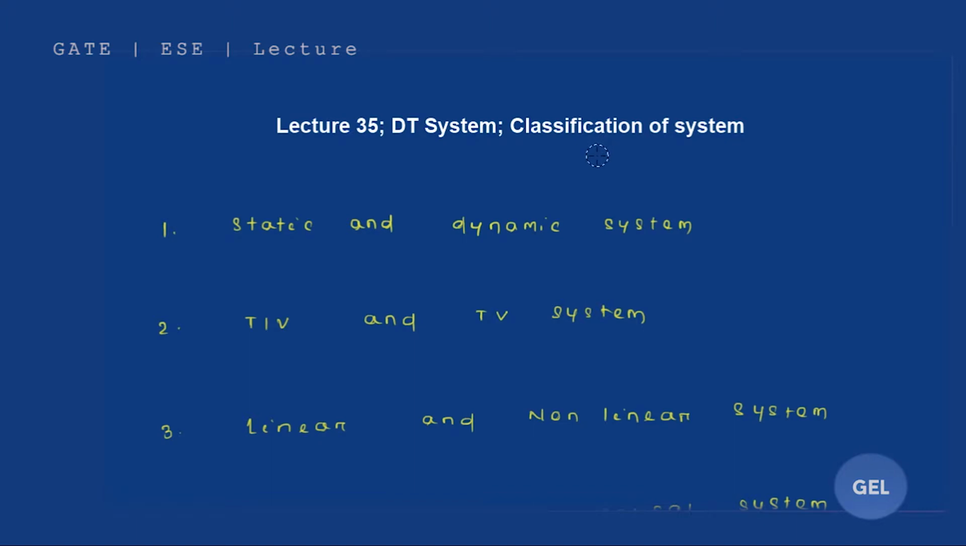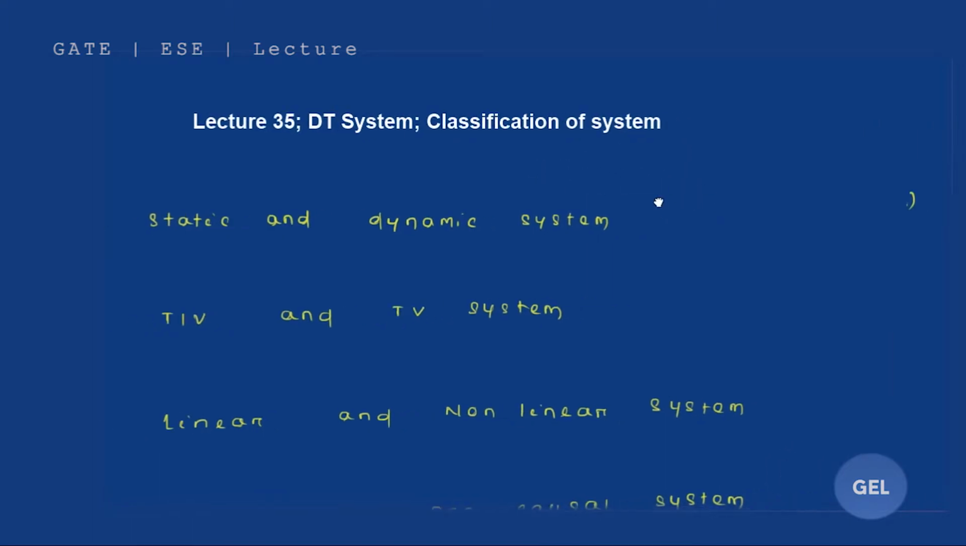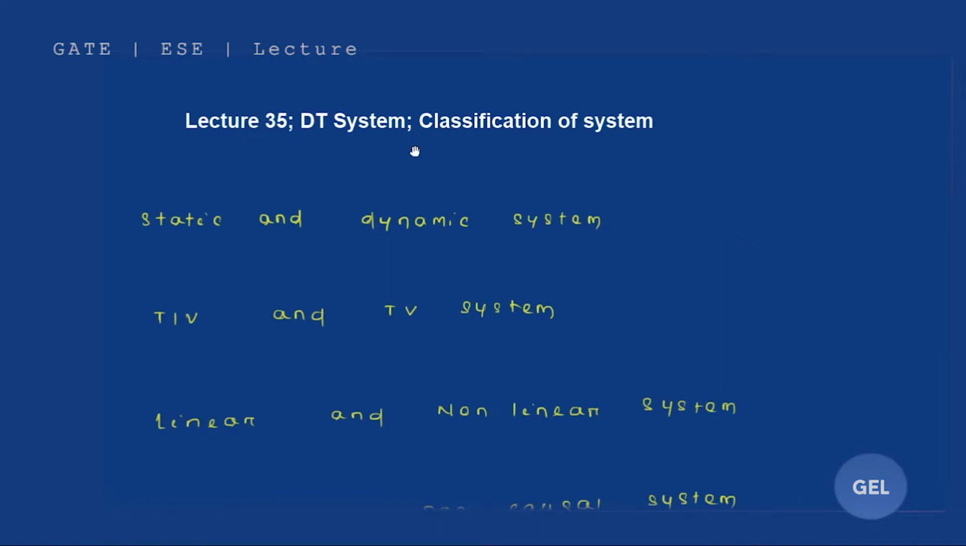All the principles, all the logic, all the properties, all the definitions will be the same, but the only difference will be the kind of signals and the kind of systems that we are going to be associated with. That will be in the discrete time domain and nothing else.